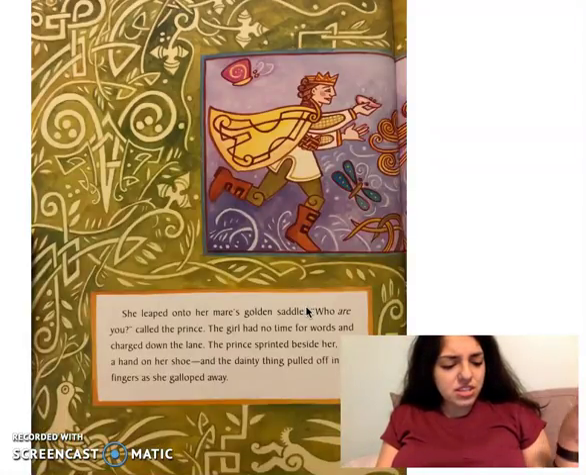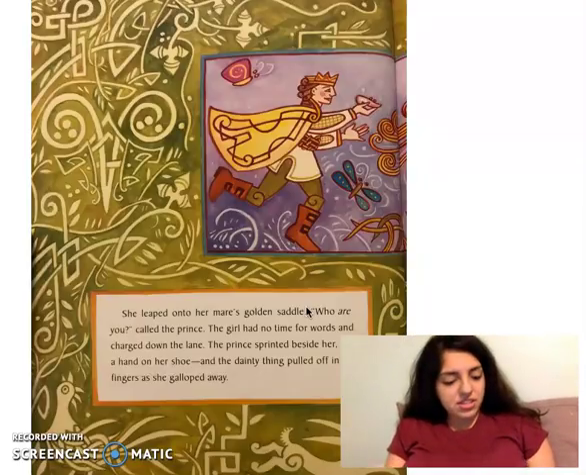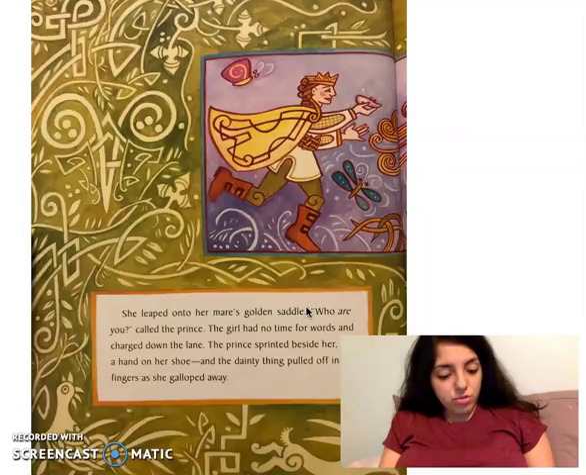She leaped onto the mare's golden saddle. "Who are you?" called the prince. The girl had no time for words and charged down the lane. The prince sprinted beside her and got a hand in her shoe, and the dainty thing pulled off in his fingers as she galloped away.